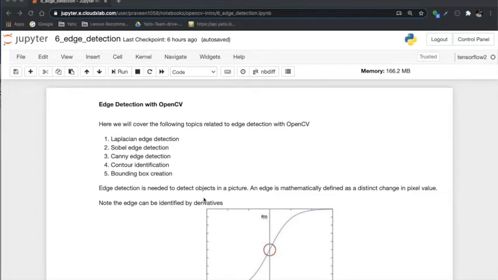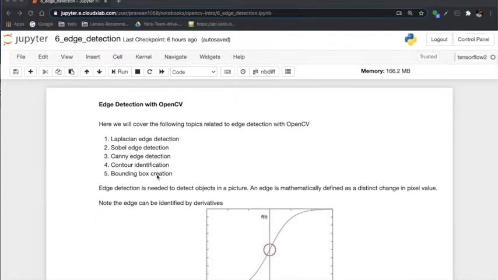In today's vlog, we will cover multiple topics related to edge detection with OpenCV. We look at Laplacian edge detection, Sobel edge detection, Canny edge detection, finally contour identification, and how to create bounding boxes on our identified contours. You're going to see all that.